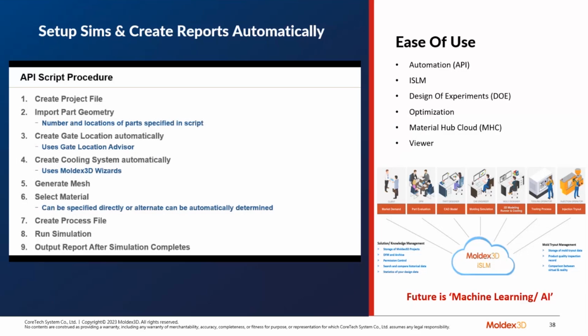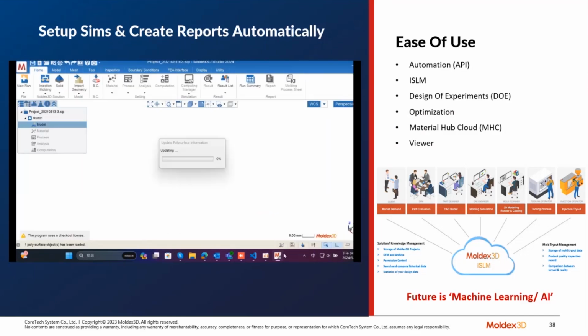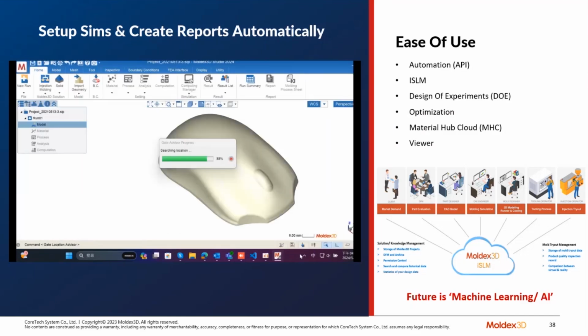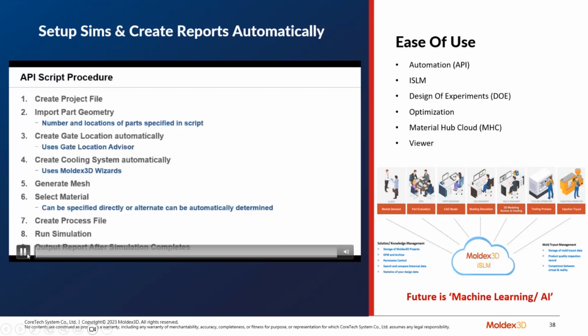Another thing is we are also focusing on the automation side this year. What it means is we want to automate the machine, the simulation setup and the report generation for our users. So in this particular example, what we are doing in this video is we're going to do all these functionalities automatically. It's going to create a project file. It's going to automatically import the part geometry. It's going to place the number and location of the parts in the script. We have used the script to write these codes, and it's running everything automatically.